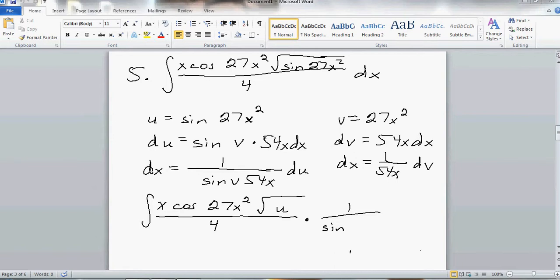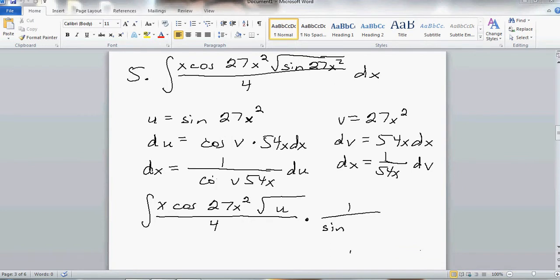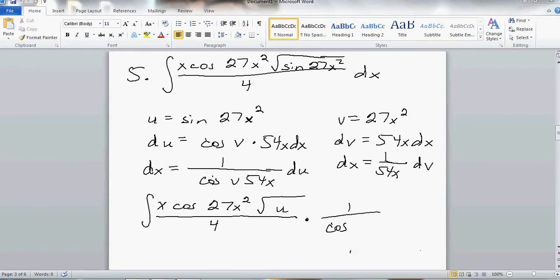Whoops, I messed up here, way up here, because the derivative of sine of v becomes cosine. That's where I'm messing up, and it was really bugging me why it wasn't going. This should be cosine. And so this one should be cosine also, which helps a whole lot because it will get rid of what I need to get rid of. So it's the cosine of v over 54x. And of course we have to realize that v is equal to 27x squared.